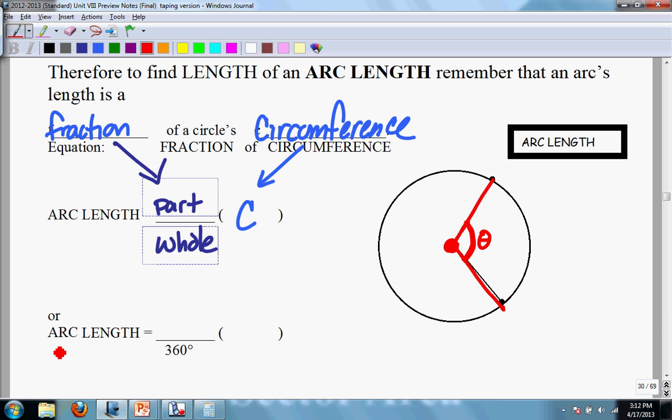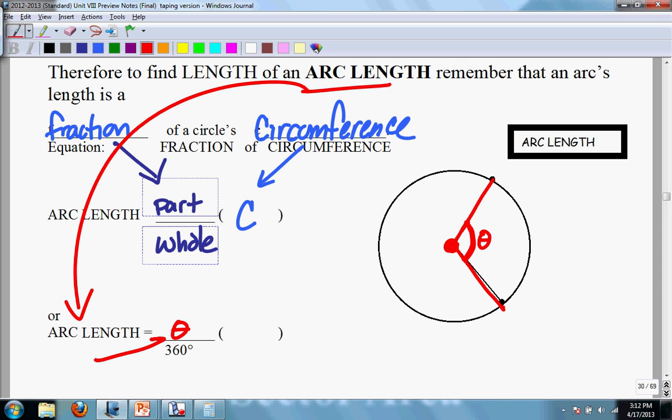So to find a piece of the circumference, or arc length, it's going to be the central angle theta over 360 times d pi. You might want to make note that that's a central angle. That's circumference. Take a moment and write that down.